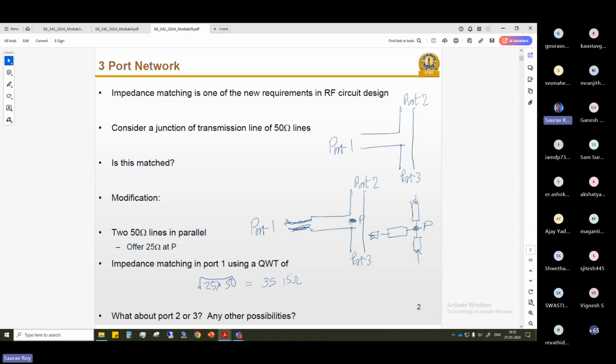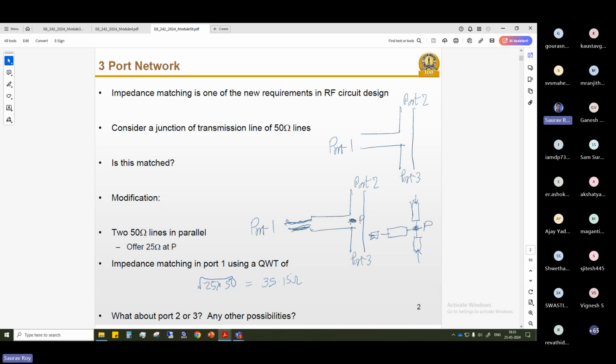That is one part. And another thing is isolation. What is isolation? Between port 2 and port 3, let's say we insert power from port 1, and what we get at port 2 and port 3. If they are coupled together, there will be a lot of crosstalk. So we want very little crosstalk between port 2 and port 3. That is what isolation means. So S23 or S32 should be very small. S23 actually means isolation.